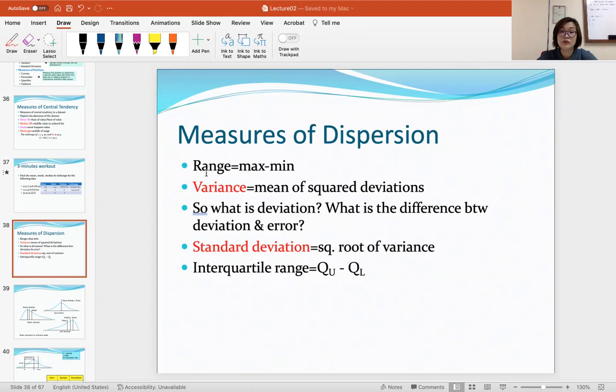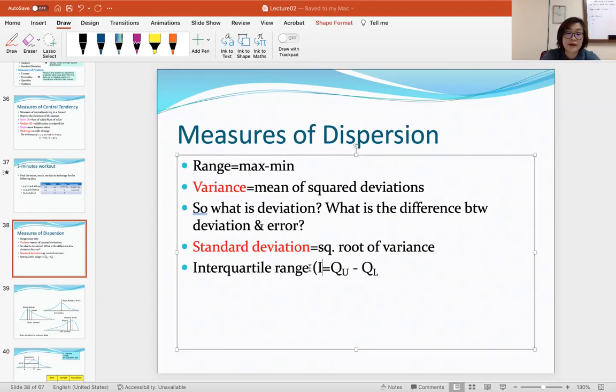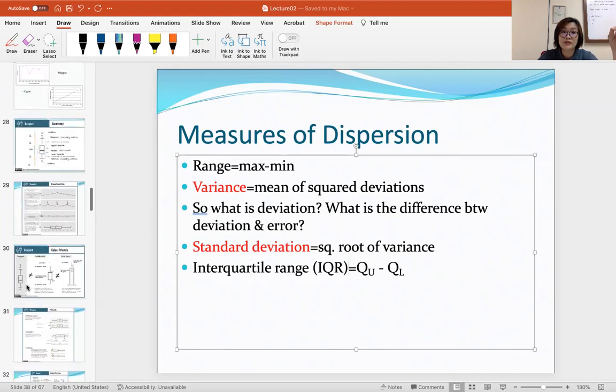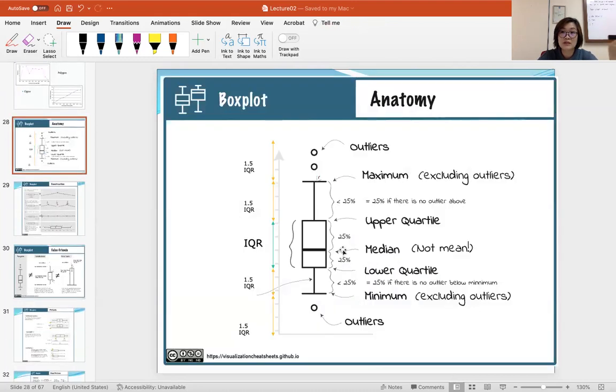Measure of dispersion. Like I mentioned to you, range is maximum minus the minimum. Variance is the mean of square deviation. So what is deviation? What is the difference between deviation and error? These are some of the questions that you might ask. Standard deviation is the square root of variance. Interquartile range, just now we learned about interquartile range, right? IQR. We try to find the upper limit minus the lower limit. It sounds quite confusing just now without explaining what is quartile, isn't it?